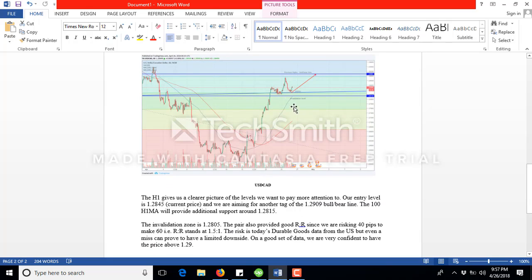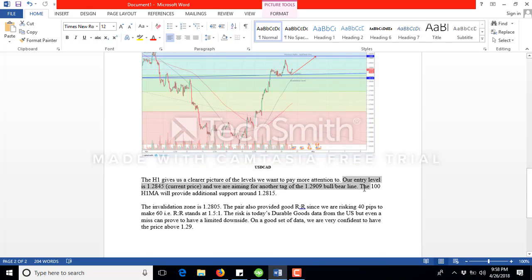You can see also here that on the hourly chart we had a 100 MA providing additional support, and then here you can see this big green candle. There was a strong interest from buyers to buy the dollar CAD at this level. So you can see here that our entry level was 128.45, which is 30 pips above the support, because we were waiting for the confirmation in the candlestick. And then we are aiming for another tag of the 129.09 bull bear line.